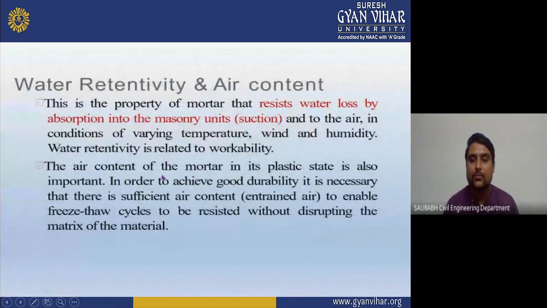The air content of mortar in its plastic stage is also important. In order to achieve good durability, it is necessary that there is sufficient air content, which is also known as entrained air, which enables freeze-thaw cycles to be resisted without disrupting the matrix of the material.